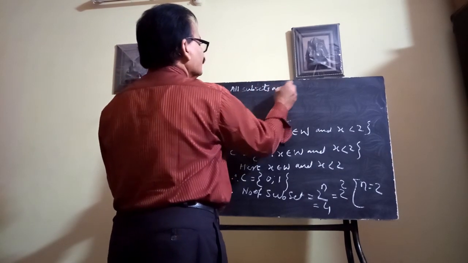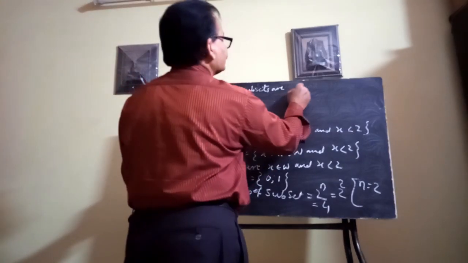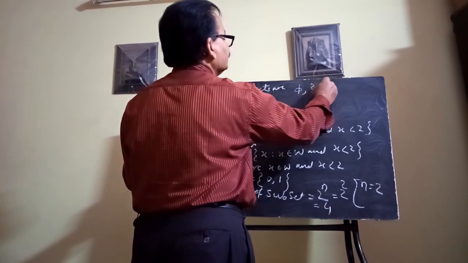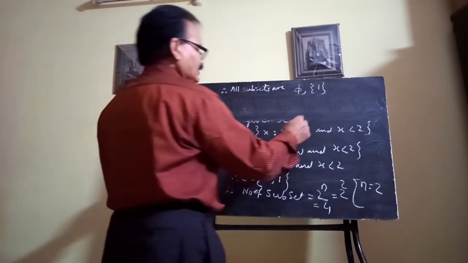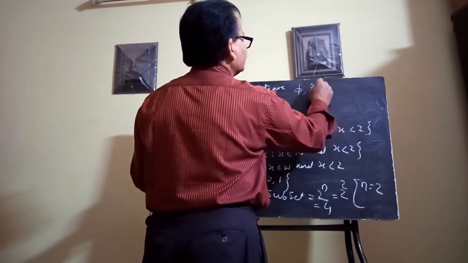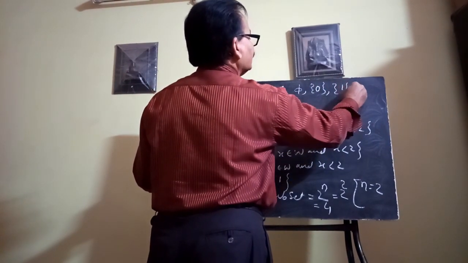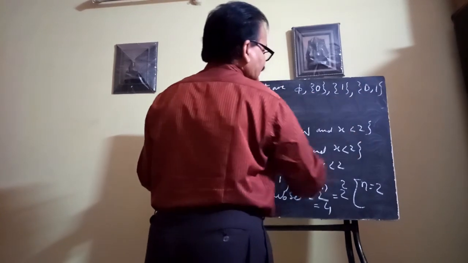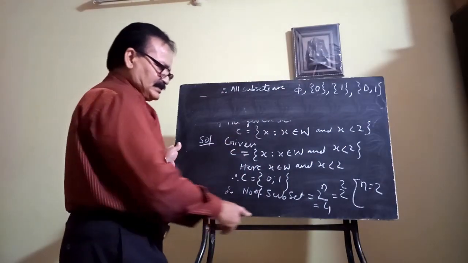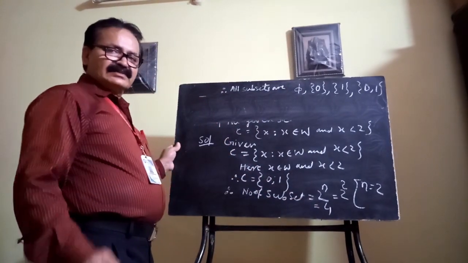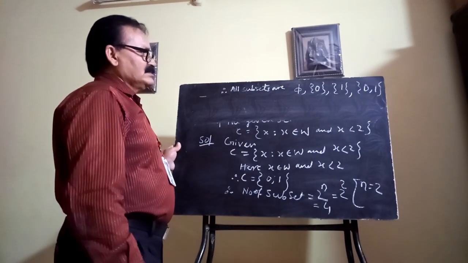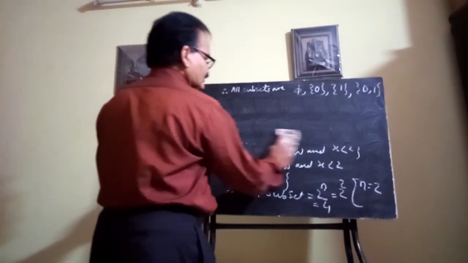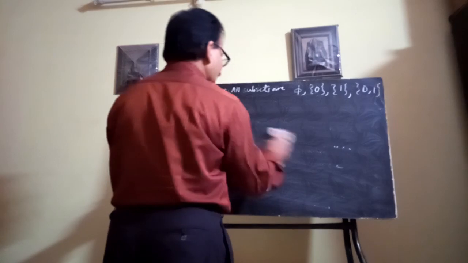You know, the null set is a subset of every set. So the first one is the null set. Then you write taking one element at a time, first 0, then 1, then the set itself, 0, 1. So these are the 4 subsets, because the number of subsets is 4. Clear? This is also one of the important questions. So this much is your answer for question number 1.